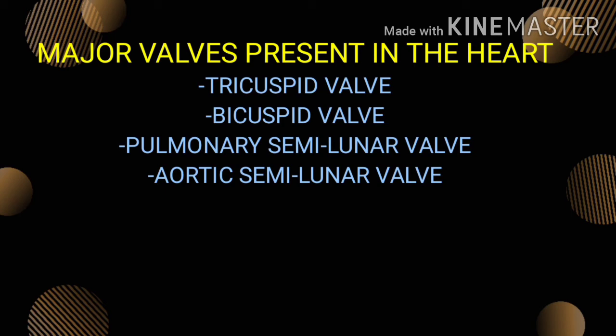Bicuspid valve or mitral valve prevents backflow of blood from left ventricle into left auricle during ventricular systole. Pulmonary semilunar valve prevents backflow of blood from pulmonary artery into right ventricle during ventricular diastole. Aortic semilunar valve prevents backflow of blood from aorta into left ventricle during ventricular diastole.